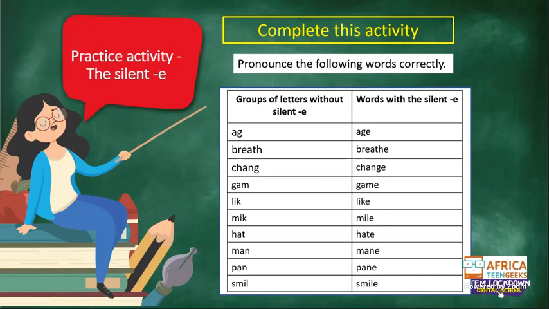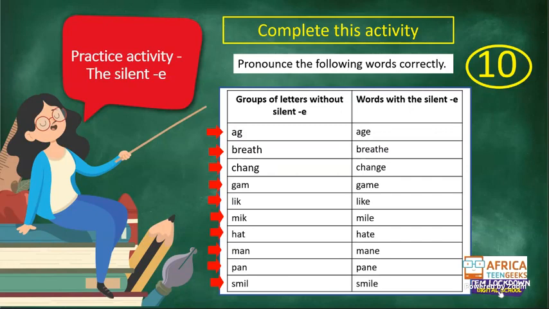Right. How did everyone do? Egg, age, breath, breathe, change, game, lick, like, mick, mile. That should say mile, sorry. Hat, hate, man, main, pan, pain, small, smile. Well done to Molly. So now you can give yourself a mark out of 10. Okay, give yourself a mark out of 10. Right, good. Let's go on. Now keep that mark somewhere so you can add it up at the end.